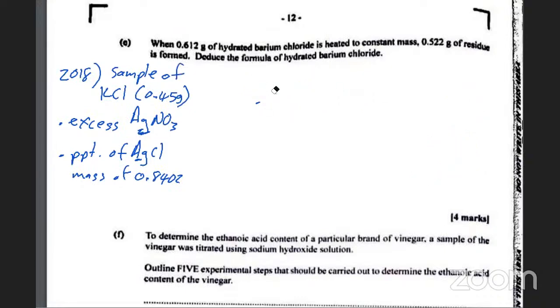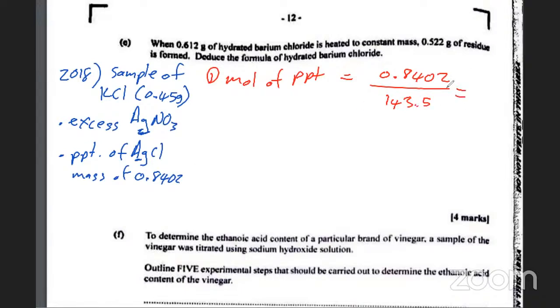In terms of the calculation, the first thing you will work out is the mole of the precipitate. Work out the mole of your precipitate. So the mass of the precipitate is 0.8402. And the precipitate is silver chloride. Silver chloride should be 143.5. And so, how much is that?